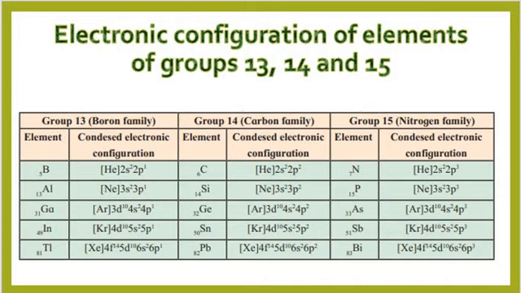Group 14 is called the carbon family. It has carbon, silicon, germanium, tin and lead. Group 15 is the nitrogen family, having nitrogen, phosphorus, arsenic, antimony and bismuth.